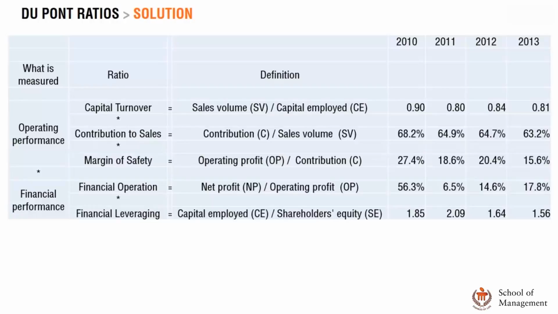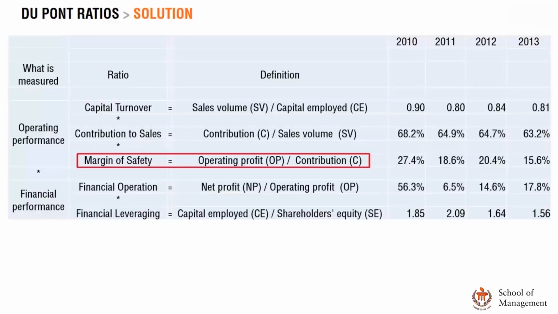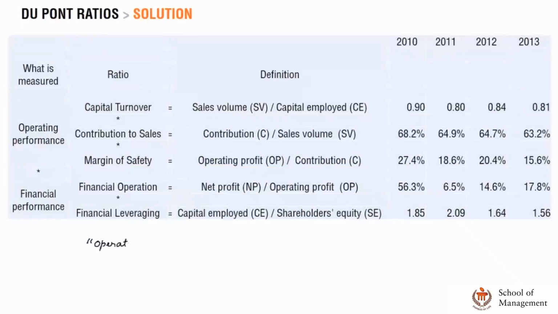This shows very clearly that the company's operating costs have been going up sharper than the company's improvement in the contribution. The product of these 3 ratios, that is capital turnover ratio, contribution to sales ratio, and the margin of safety, gives us a single ratio of the operating performance, which is the operating performance ratio of the company.